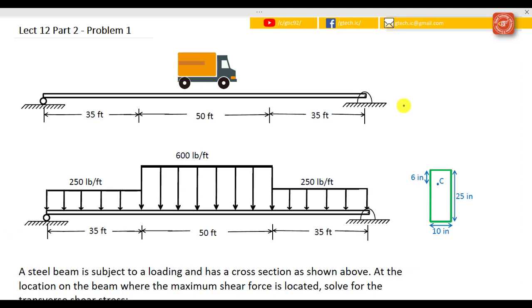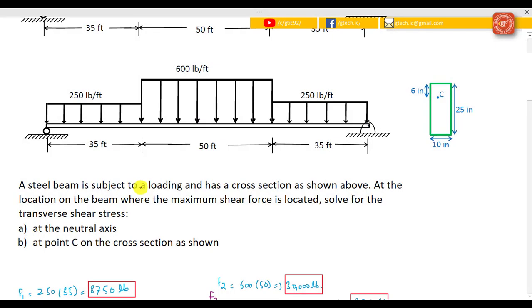In this video lecture, we solve a problem related to shear stress in a beam subjected to non-uniform bending. So the problem is: a steel beam is subjected to a loading and it has a cross section as shown above. At the location on the beam where the maximum shear force is located, solve for the transverse shear stress at the neutral axis and at point C on the cross section as shown here.